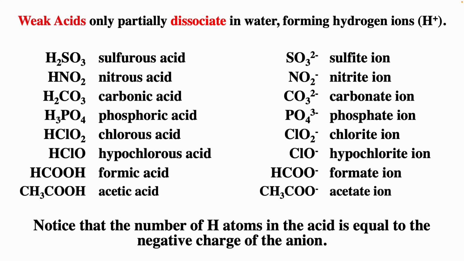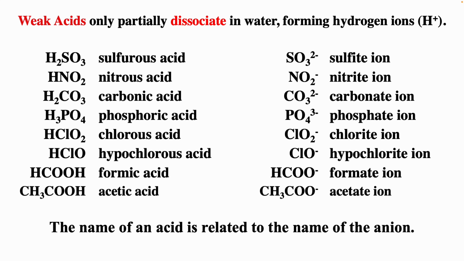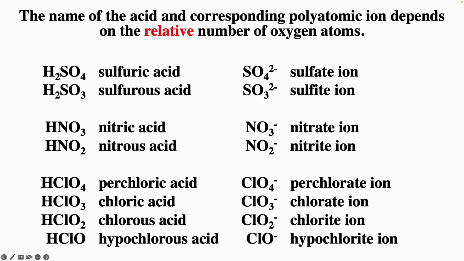And again, the charge indicates the number of hydrogen ions. And so phosphate ion, you have a -3 charge. And so that's why phosphoric acid, you need 3 hydrogens. And again, the name of the acid is related to the name of the anion. And so we have sulfuric, which gives us ate. Sulfurous gives us ite. Ic, ate. Ous, ite. Now, there are a couple series that have 4.